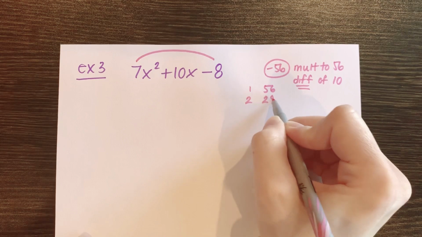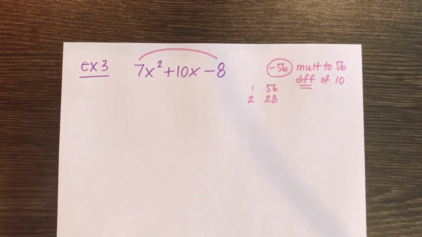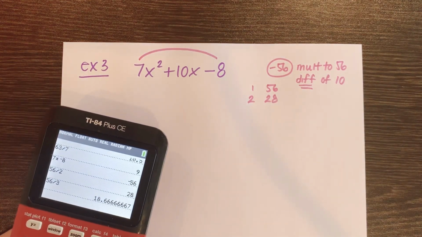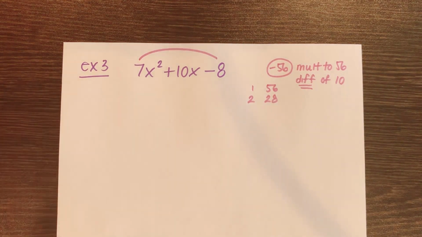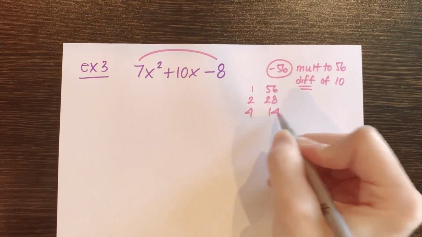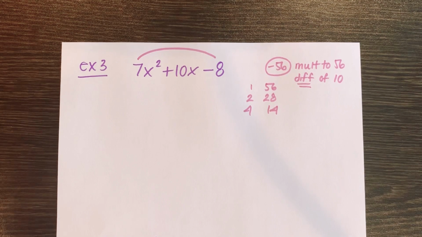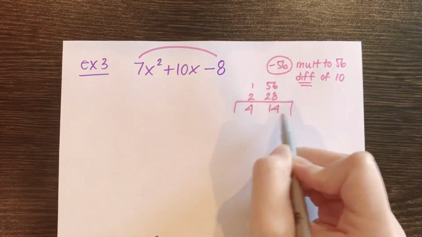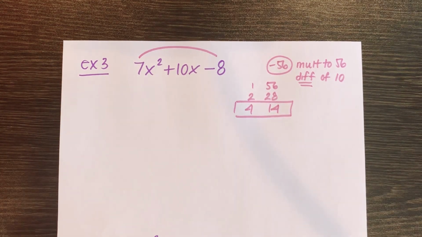Okay, typing this in. I'm checking myself, right? Is 56 divisible by 3? No. How do I know? Because my calculator gave me a decimal when I typed it in. Let's see. How about by 4? Can I divide it by 4? Oh, 4 and 14. What am I looking for again? A difference of 10. That's my winner. 4 and 14 have a difference of 10.